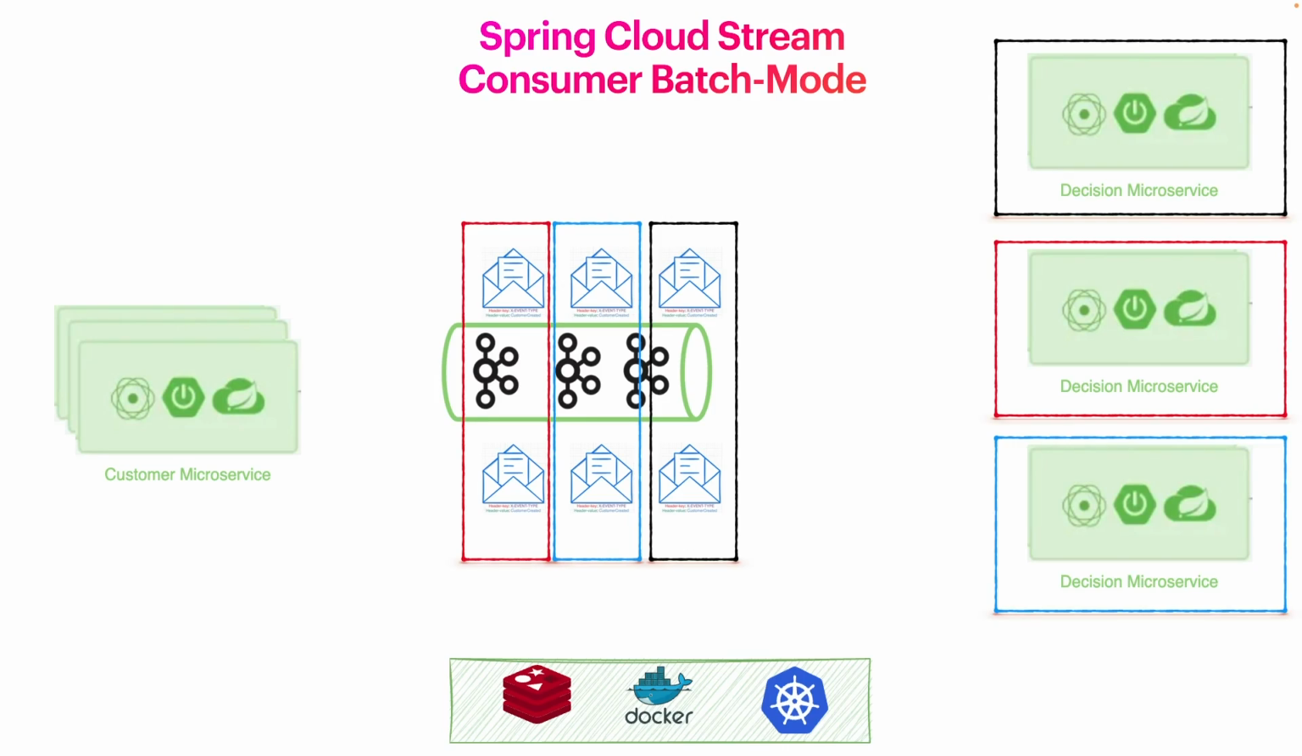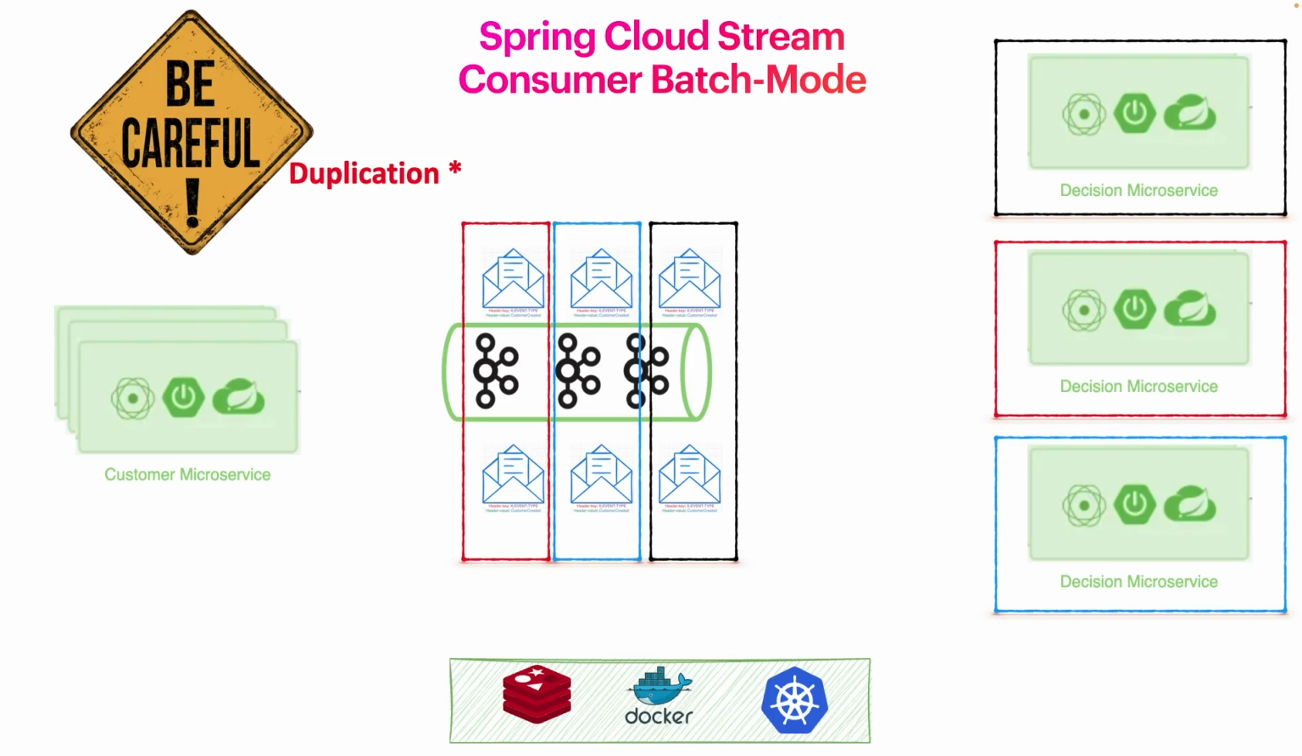So let's add 3 instances, and so far so good, it's okay. Now, the problem here is if you do something like that, we can end up with duplication. So be careful. If you scale, if you increment the instances of your decision microservice, which is the consumer here, it can duplicate messages.